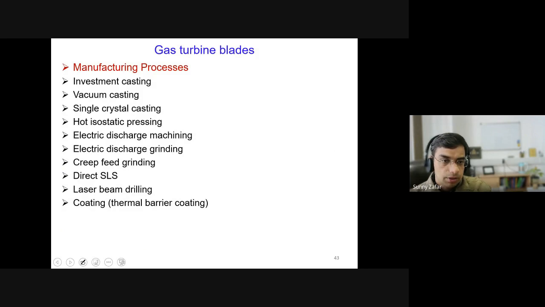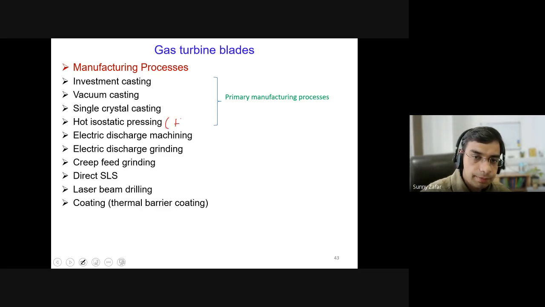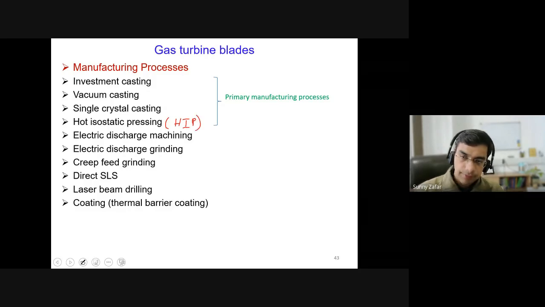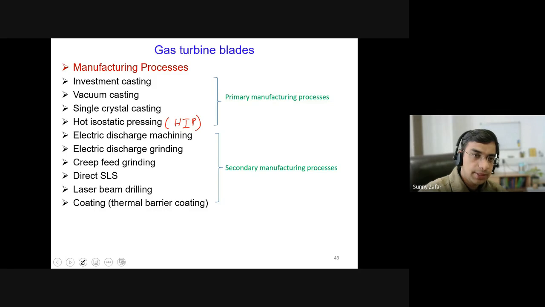So just to summarize what specifically I will be discussing related to gas turbine blades in my slides. I will be discussing the primary processing in terms of investment casting, vacuum casting, single crystal casting, then hot isostatic pressing, which is the HIP process that we have discussed. In terms of secondary manufacturing processes, I will be discussing EDM, EDG, and CFG, that is creep feed grinding. We will also discuss a short overview of additive manufacturing used in gas turbine blades using selective laser sintering. Of course, for drilling of holes, we'll discuss laser beam drilling. Lastly, for coating, we will discuss thermal barrier coating.